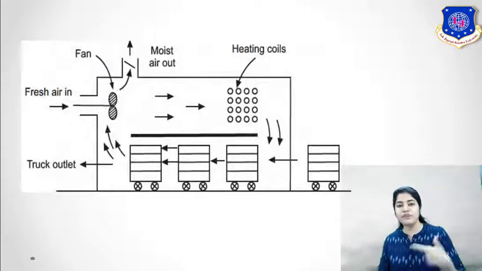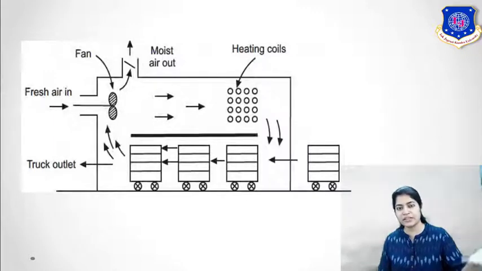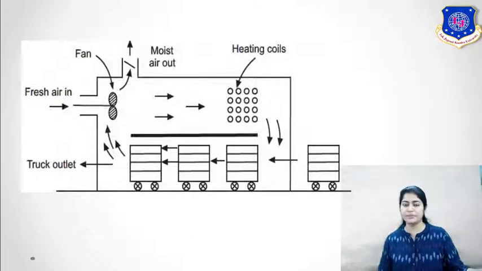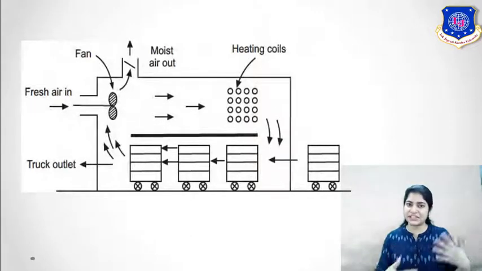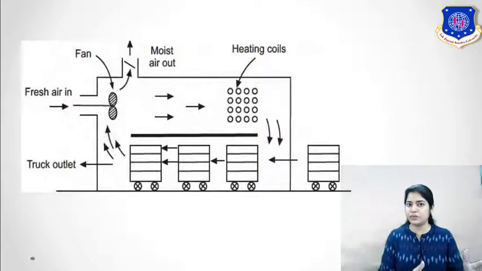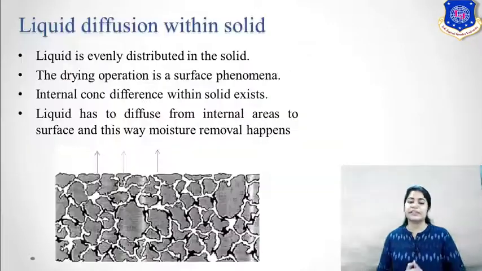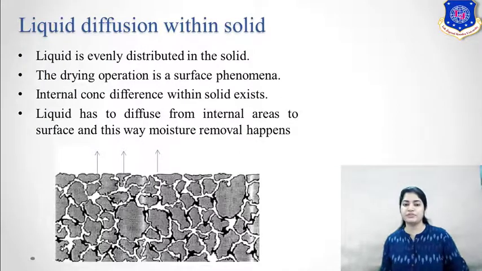Now see how feed is inputted here. The trucks, or it can be trays also, the removable trays in which you're keeping your wet feed. Batches of those trays are fed continuously and travel along a path into the drying chamber. Because of its residence time, how long it is kept in the drying chamber, your drying operation is carried out.